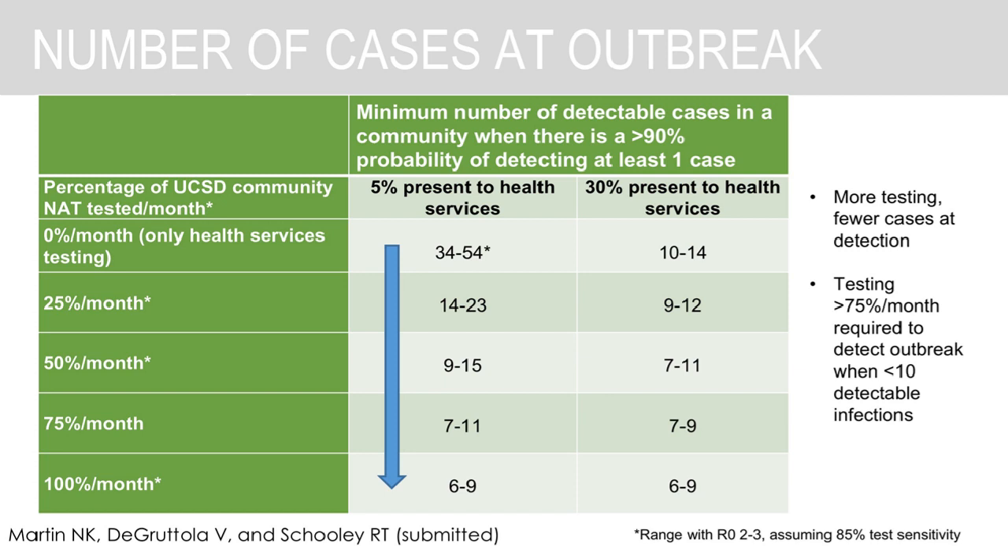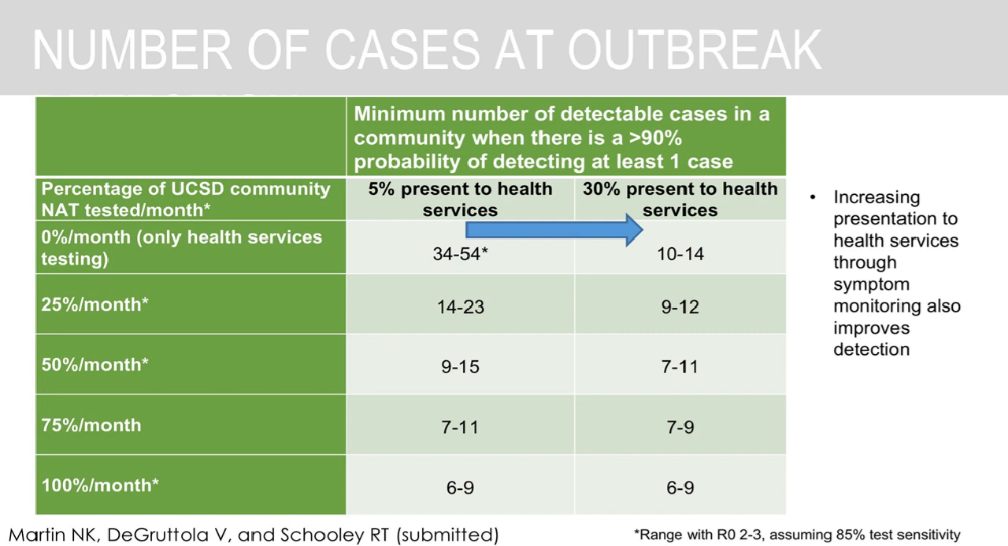So this slide shows you the number of cases that would be in the community the day that we were fairly confident that we would have detected an outbreak with various asymptomatic testing scenarios, ranging from 0% on the top row to 100% per month on the bottom row. Reading downwards in the graph, the more testing we do, the fewer cases there are present when we detect an outbreak, because we're detecting the outbreak earlier. And if we want to detect an outbreak when there are less than 10 detectable infections on campus, we probably need to be testing greater than 75% per month.